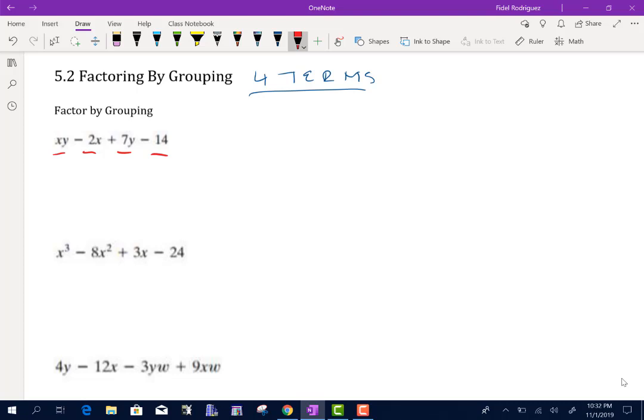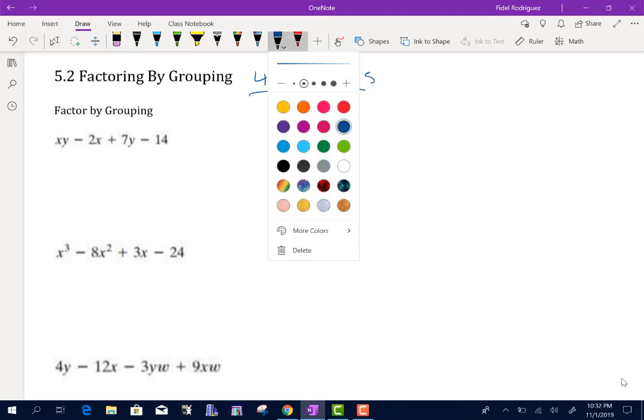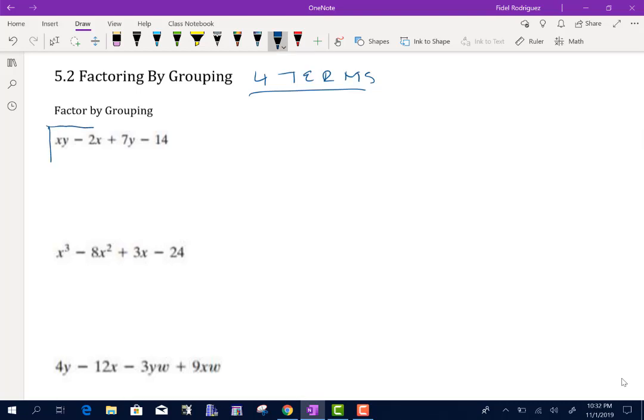So the idea behind grouping is that we're just going to take two terms at a time. I'm going to put a box around the first two, so I'm not looking at anything else. I'm just looking at xy minus 2x, and I ask myself, is there anything common to both those pieces? Well, they both have the letter x. If I take out the x from here, I'm still left with a y. If I take away the x from here, I'm still left with a minus 2.